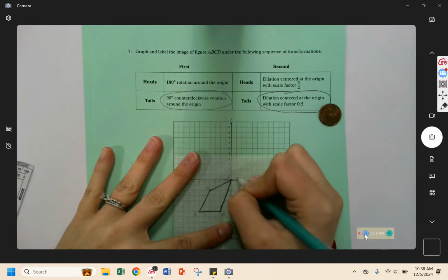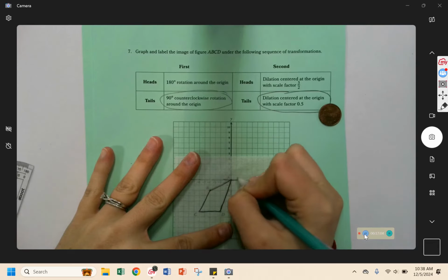So this is A prime, B prime, C prime, D prime. And we're dilating by a scale factor of 1/2. So A prime is at the origin, B prime is at 2, negative 4, C prime is at 6, negative 6, D prime is at 6, negative 2. And we're multiplying by 1/2. Half of 0 is just 0, so this one's going to stay at 0, 0. So this is A prime, A, and A double prime.